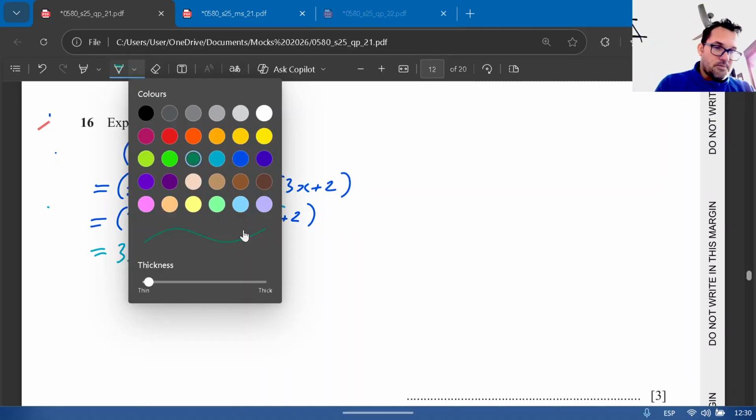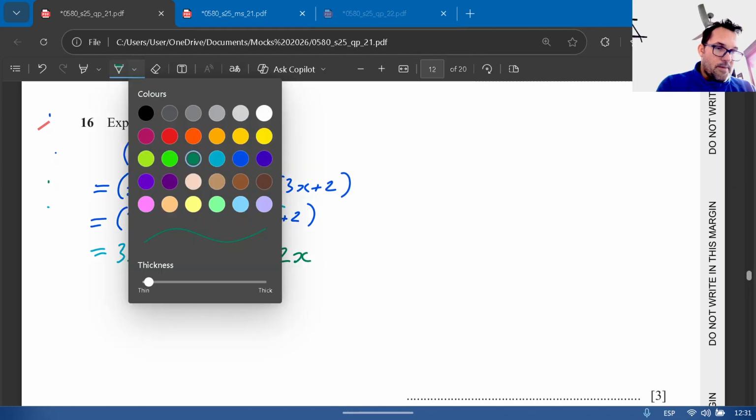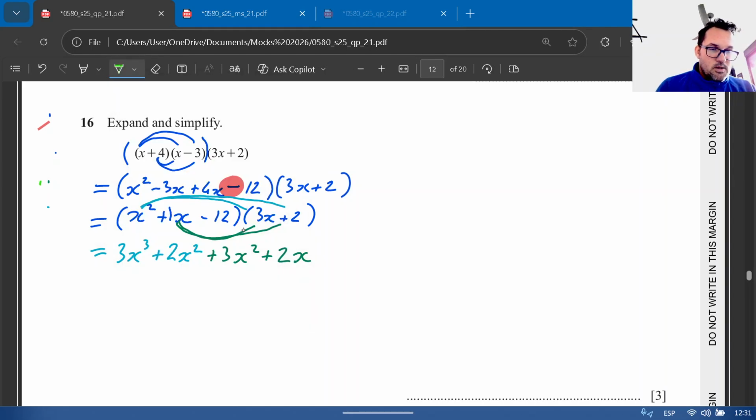Okay, next color. Now the 1x. 1x times x, 1 times 3 is 3, and x times x is x squared, and then 1x times 2, they're both positive, so 1 times 2 is 2, and the x hangs around. Okay, so I did the x with the 3x and the 2.